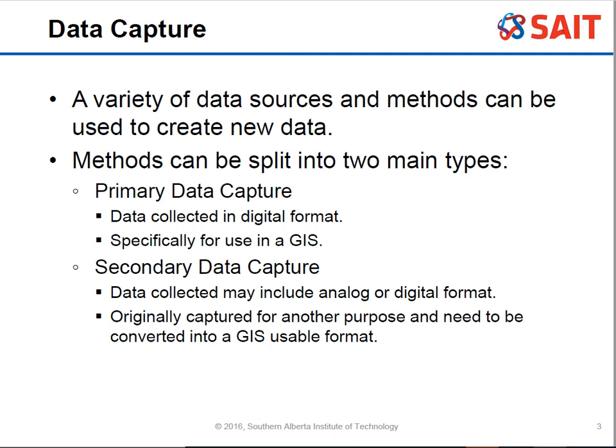But if you go out and collect it to bring it in and use it for the project, then it can be considered primary. Whereas secondary data capture is where you have either an analog or a digital format, and it's something that has been captured for a different reason, and you're bringing that into the GIS in some sort of usable format.